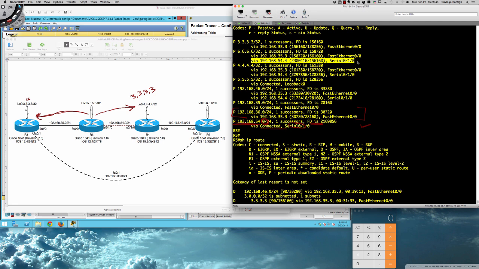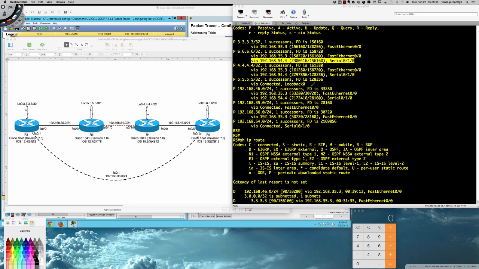So what is the feasibility condition? What condition has to be met so that this route right here, the second route that we see, gets installed in the topology table? So basically, this is a backup route that EIGRP is saying, we're putting this in the topology table. I've already done the calculations, as you can see.